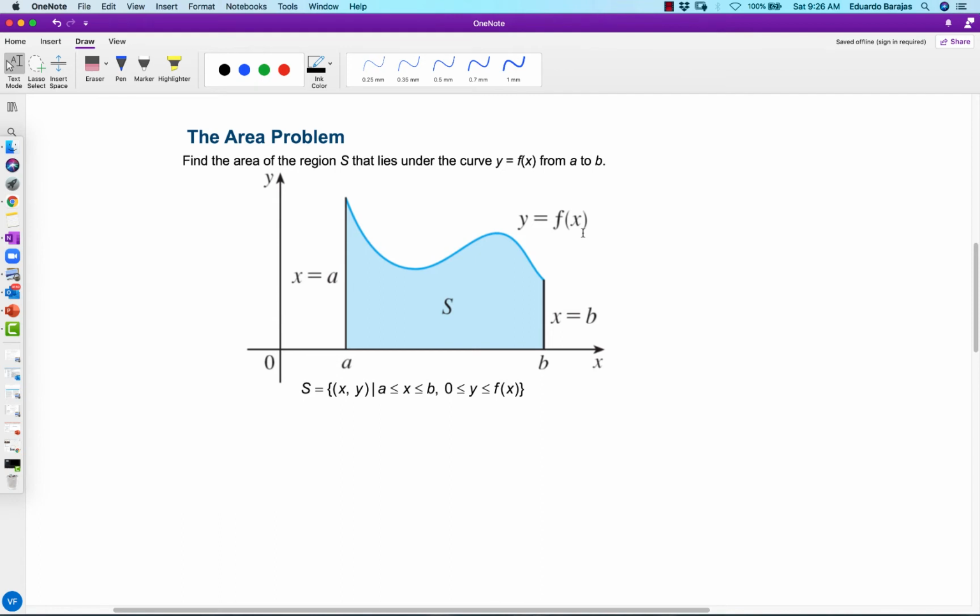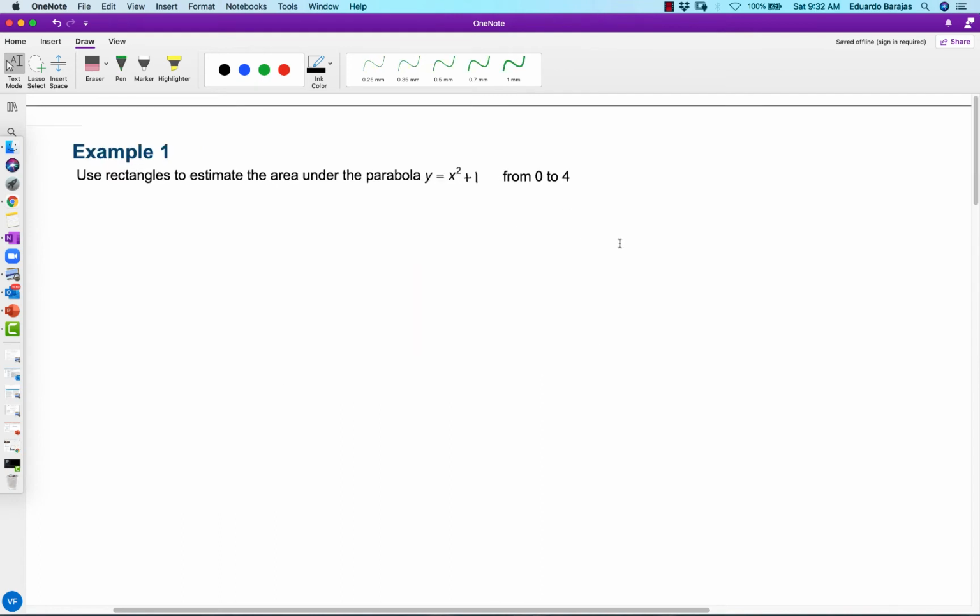Okay, so let's do an example. Use rectangles to estimate the area under the parabola y equals x squared plus 1 from 0 to 4. So the from 0 to 4 refers to the input variable x, so as x ranges from 0 to 4. So this refers to x goes from 0 to x equals 4. That's what this from 0 to 4 refers to. And then we have our function y equals x squared plus 1.